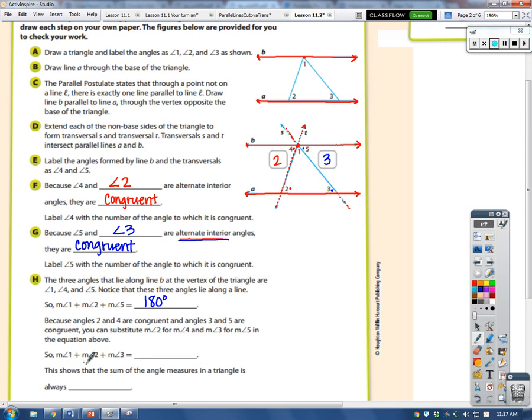So the measure of angle 1, the measure of angle 2, and the measure of angle 3, 1, 2, 3, also equal 180 degrees. And we know that to be true, one, because they're interchangeable with these 2, and all of these are 180, but also because the sum of all the angles of a triangle equal 180 degrees. This shows that the sum of the angle measures in a triangle is always, we just said it, 180 degrees.